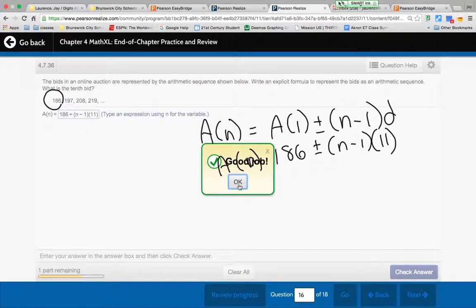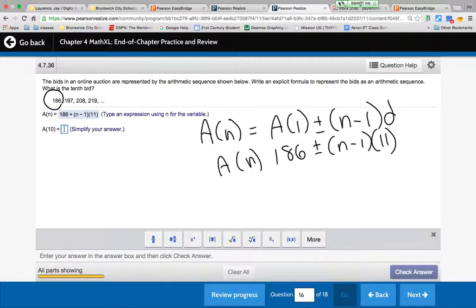All right, good job. Now, I need to know a of 10. Well, this is the easy part. And remember I said the recursive formula doesn't make a whole lot of sense to me to do it that way, but the explicit formula, it does. Because watch this. I'm going to get 186 plus 9. How did I get 9?